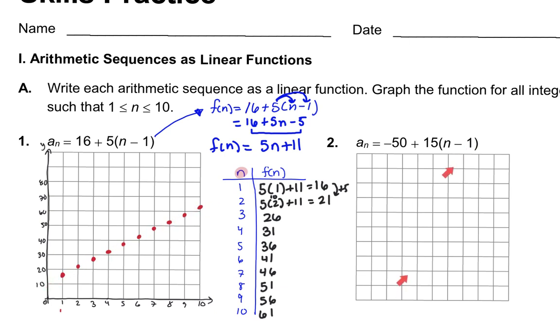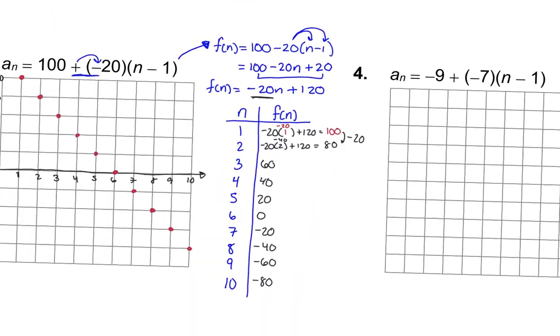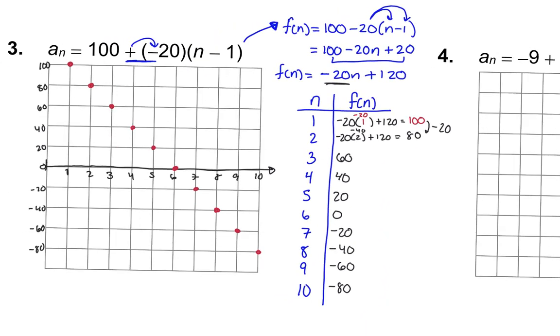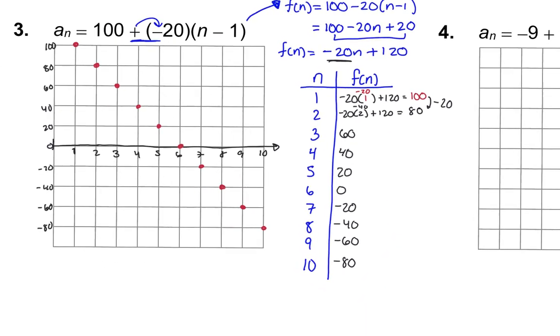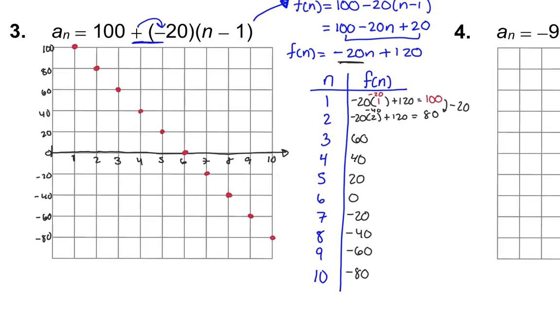Okay, the next one is going to be number 3. Well, I already did it and I forgot to erase it. So let's just talk over it really quick. So kind of the same thing. I had a positive there and a negative. A positive times a negative is a negative 20. I changed the a of n to be f of n.